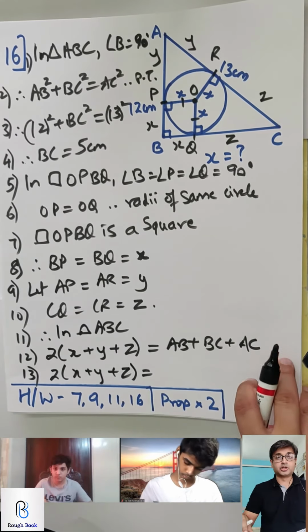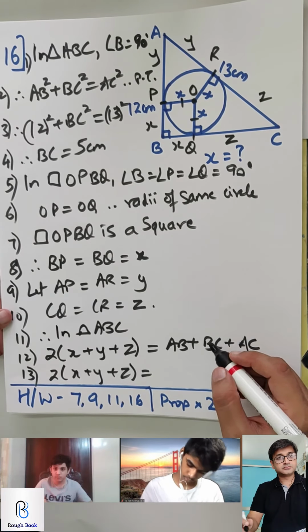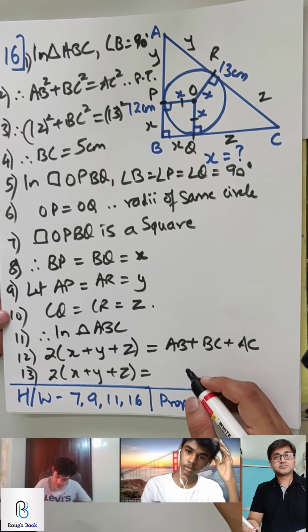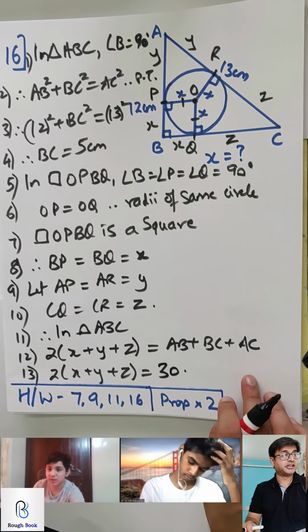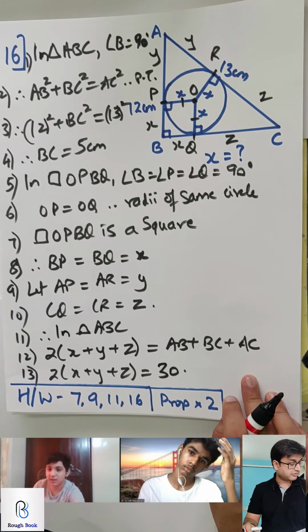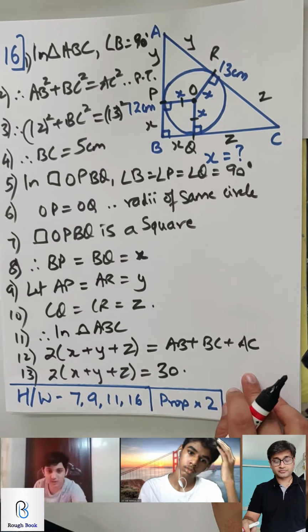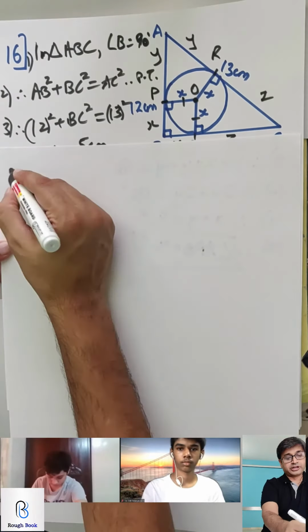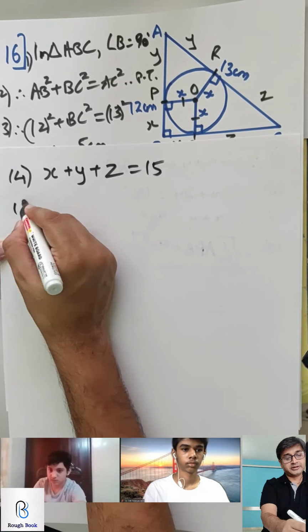So then we will get 2 times X plus Y plus Z. What is the total perimeter? 12 plus 13 plus 5. How much? Come on guys, how much? 30. 30, 12 plus 13 plus 5, no? Total perimeter. Manya, how much you got? 30? Yeah. So 2 times X plus Y plus Z is 30, so X plus Y plus Z will be 15. So step 3, X plus Y plus Z is 15.